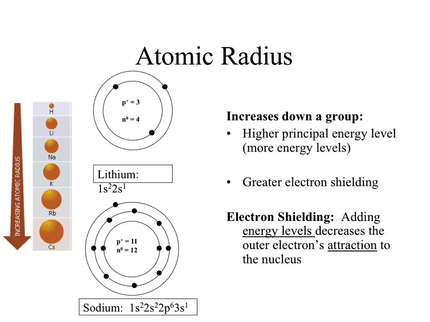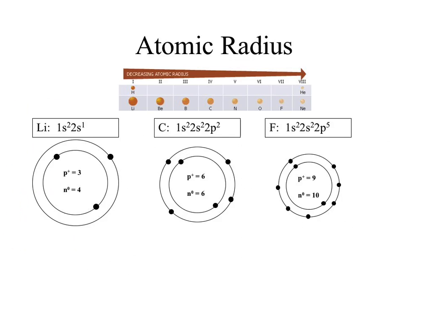Okay? Now, the only reason these get bigger as you go down a column, as you go down a family, is you add energy levels. Across a row, do I add energy levels? No. So everything in the same row is going to have the same amount of energy levels. So this is the second row. Lithium, beryllium, boron, carbon, nitrogen, oxygen, fluorine, and then neon. And I've just taken 3 of them. Lithium, carbon, and fluorine. All 3 of these have 2 energy levels.